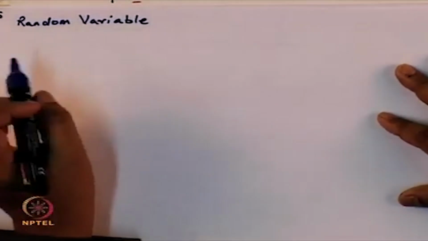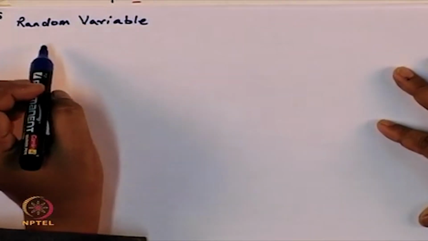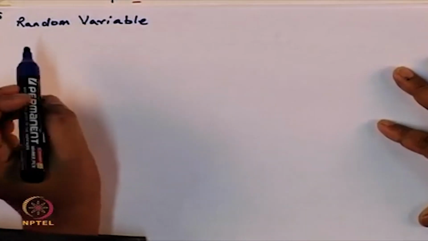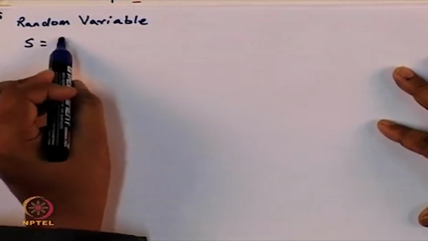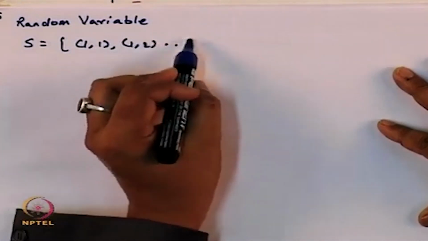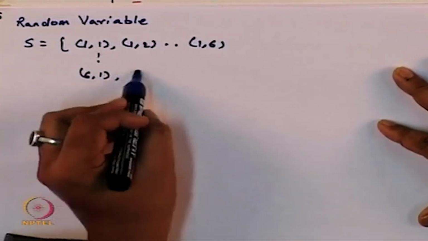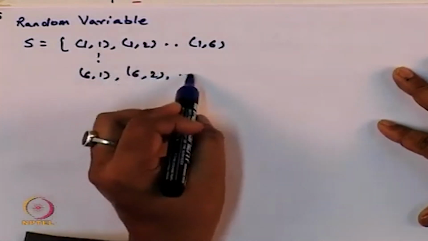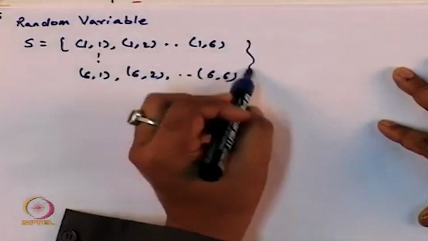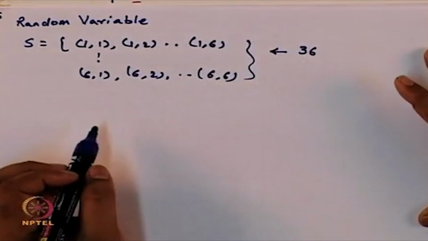Okay. So, imagine I am tossing a coin twice, or rolling two dice together. In that case my sample space is (1,1), (1,2), and so on up to (1,6), ... (6,6). And as I have discussed before, we have 36 different possibilities.